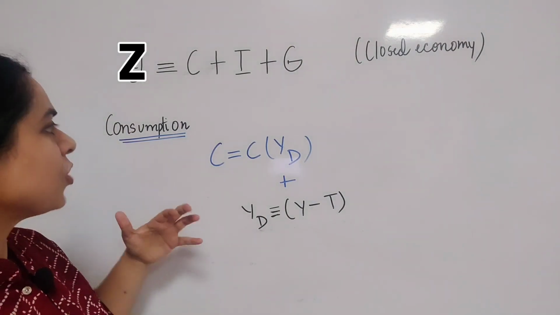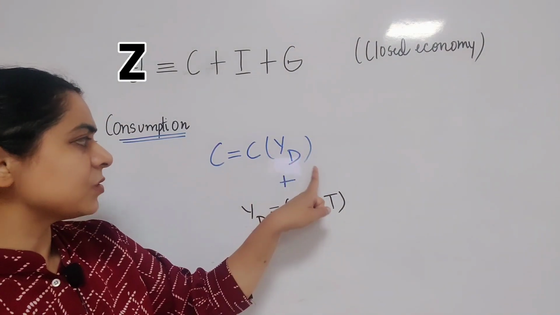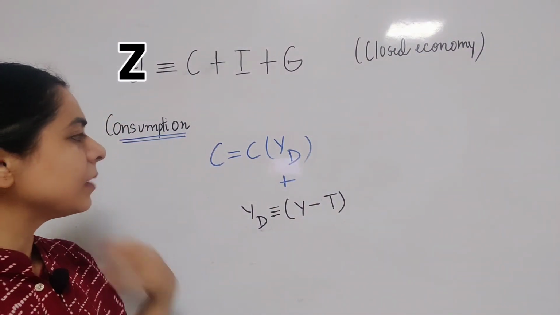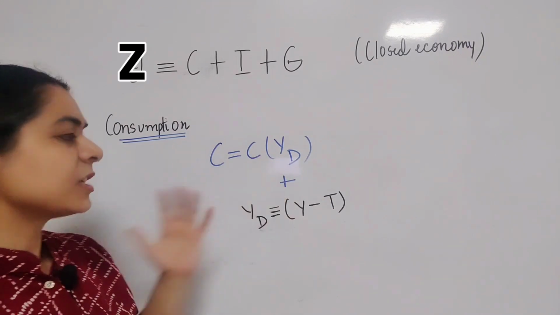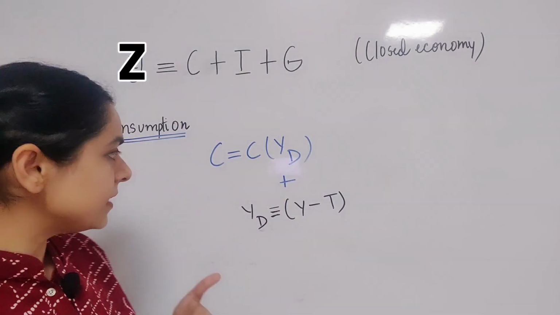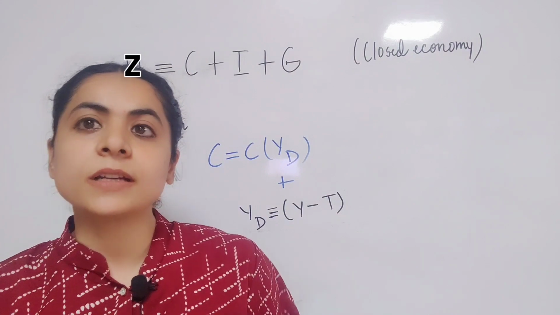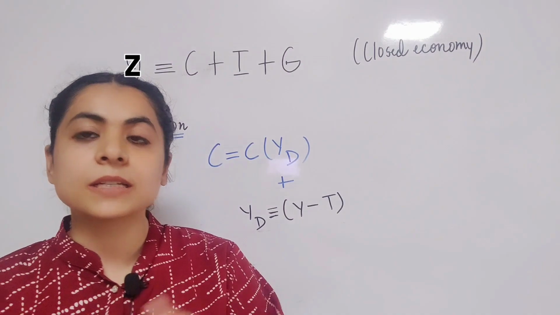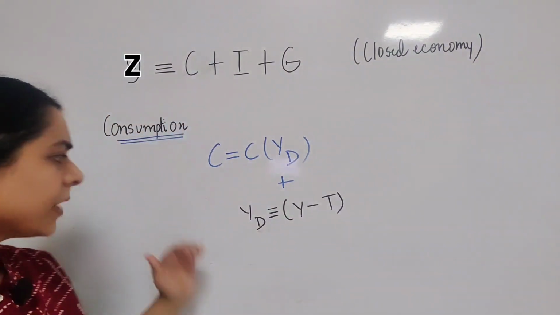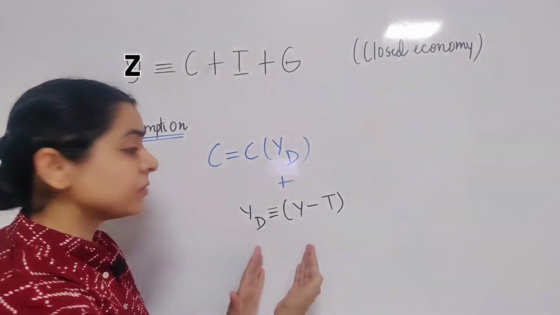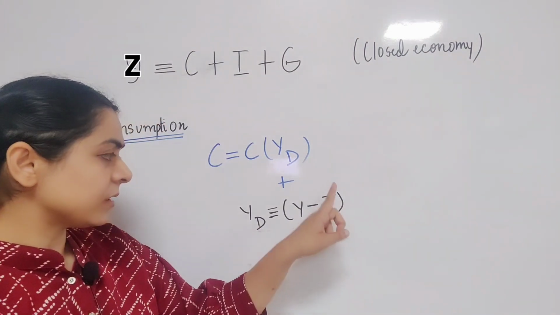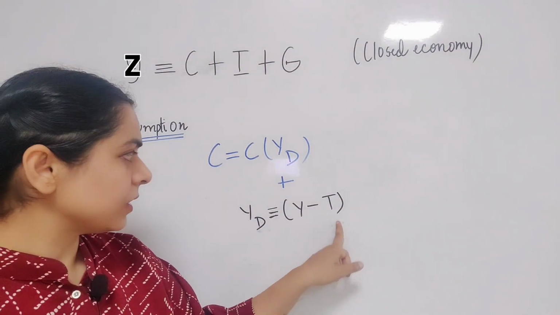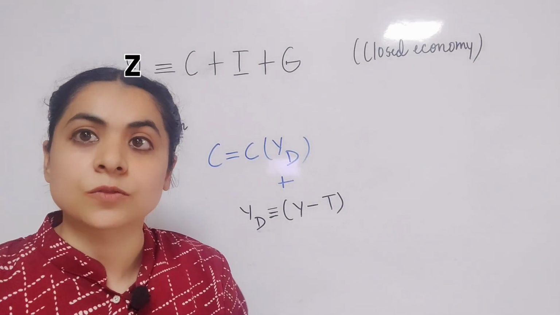Consumption depends on the disposable income. Here this represents disposable income, and this positive sign represents that as income increases, consumption expenditure in the economy will increase. Disposable income is the income that remains with the consumers after receiving transfers from the government and paying taxes. Here I have written disposable income as Y minus T, where T refers to taxes, but remember that it is equal to taxes minus transfers.